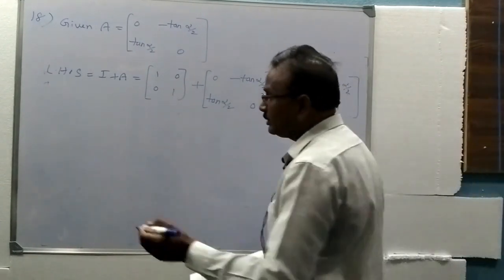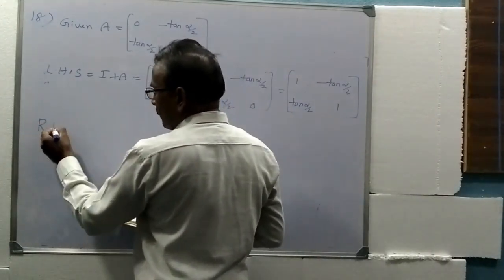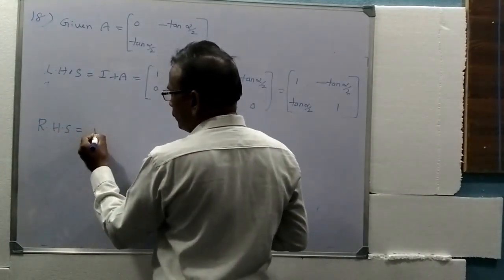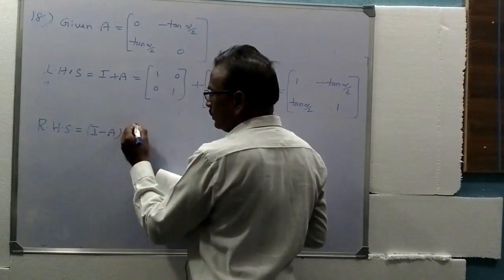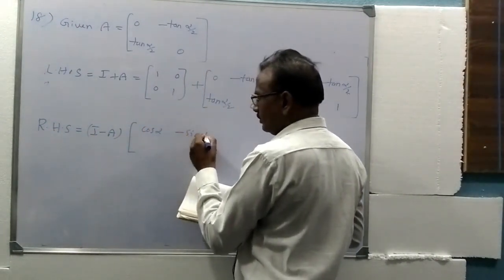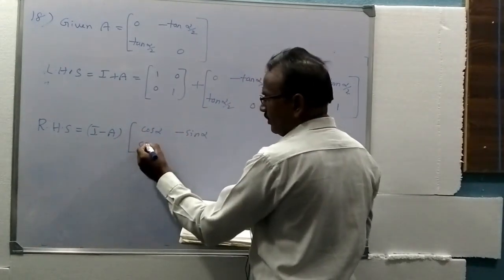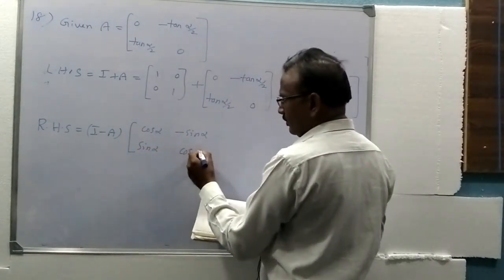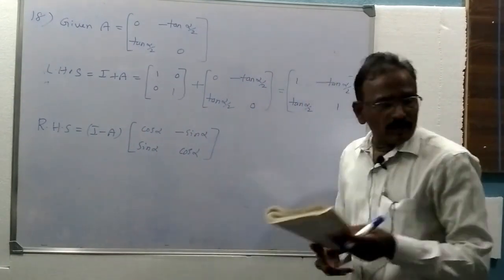And take RHS. Here RHS is equal to I minus A into cos alpha minus sin alpha, sin alpha cos alpha. So this is RHS.